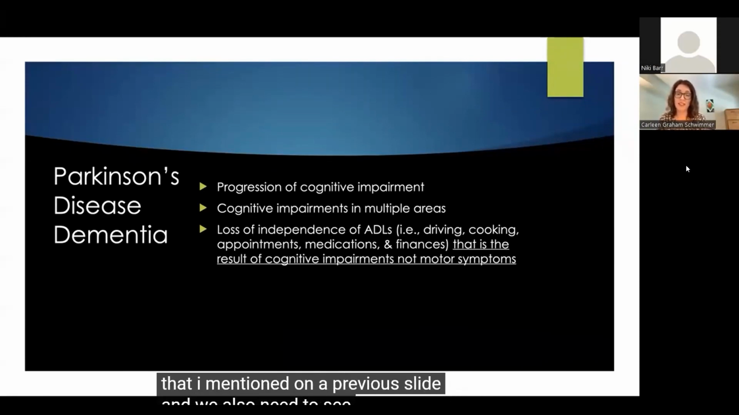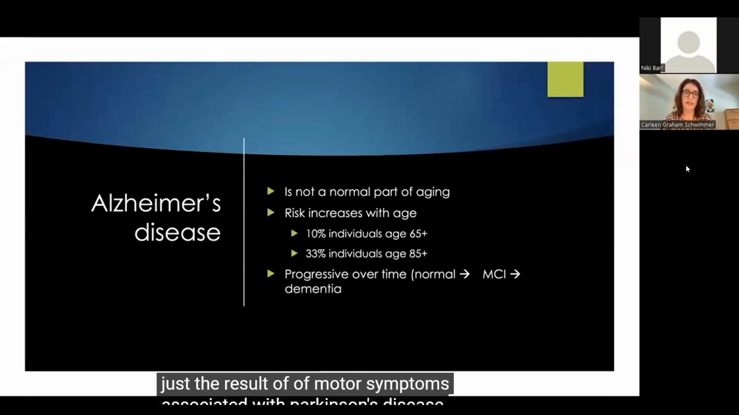And we also need to see loss of independence for activities of daily living. Again, the more complex activities like driving, cooking, managing medications, appointments, and finances. And we need to see that that loss of independence is the result of the cognitive impairments and not just the result of motor symptoms associated with Parkinson's disease.